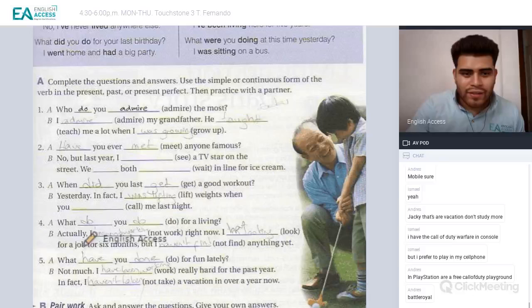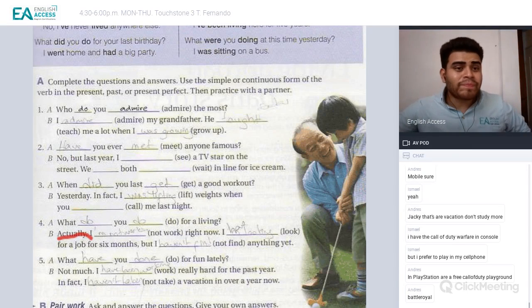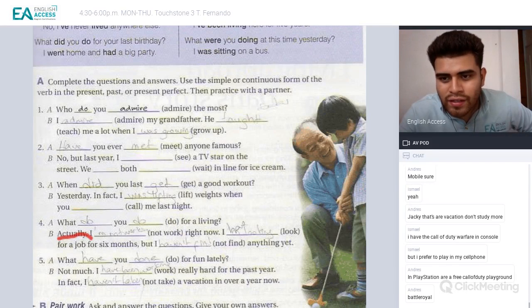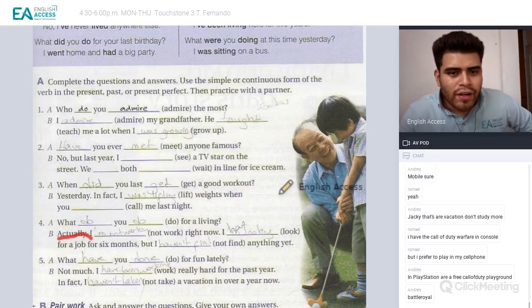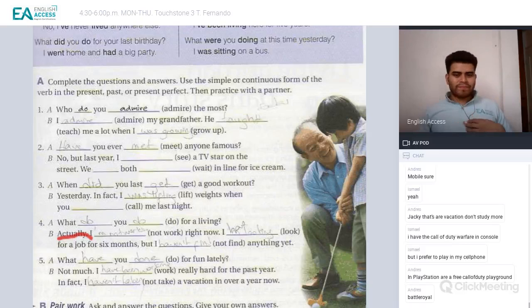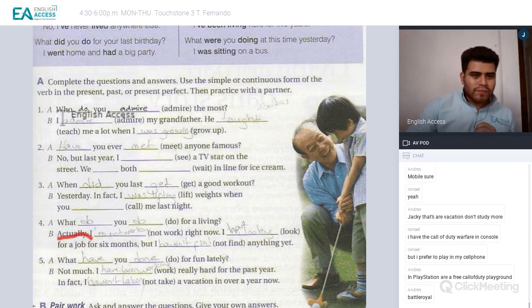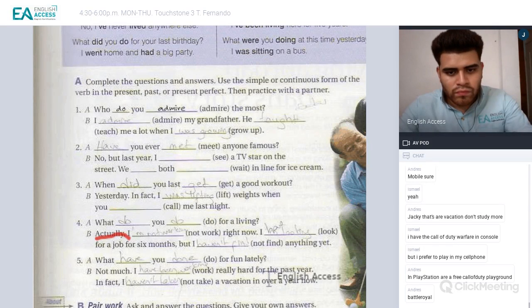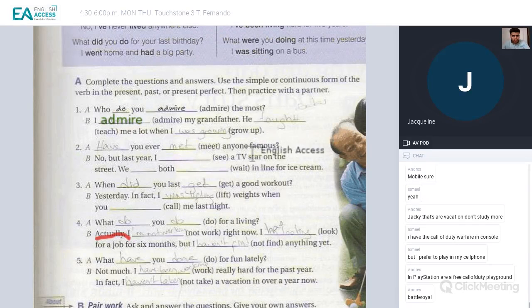For example, look at number 4. Oh my God, my lines are ugly, but you get the point. So number 1, Jackie, could you assist me, please? I will be A and you be B. All right, so Jackie, who do you admire the most? I admire my grandfather. He taught me a lot when I was growing up. Very good.